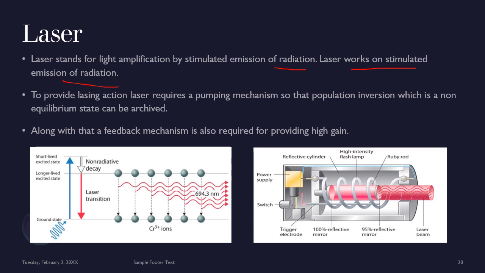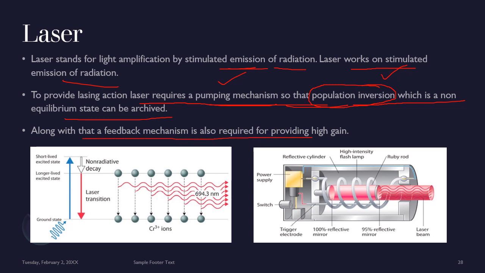That's why we have taken time to describe stimulated emission. And to provide lasing action, a laser requires a pumping mechanism, and we'll go into detail on this pumping mechanism, so that population inversion, which is a non-equilibrium state, can be achieved. We should remember the term population inversion is important, and that's why a pumping mechanism is provided to achieve this state. Along with that, a feedback mechanism is also required to provide high gain. So basically, in this lasing case, we are using a pump to gain population inversion, and we are using a feedback mechanism for high gain. So what is the basic working mechanism of a laser?